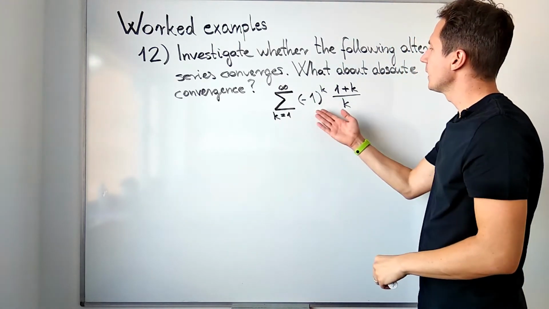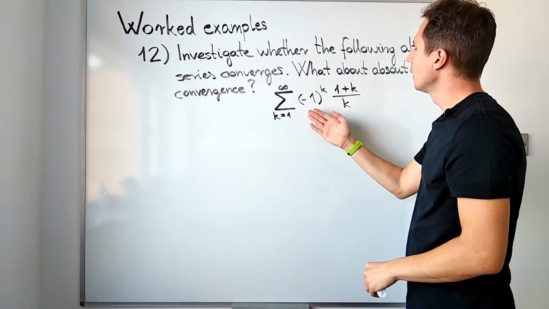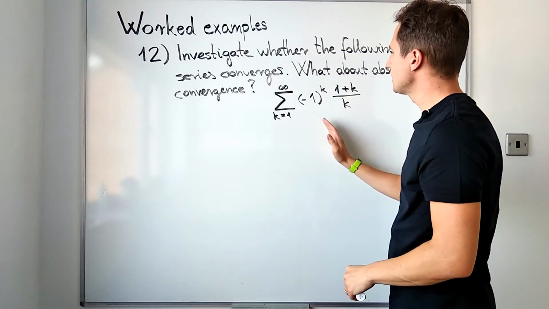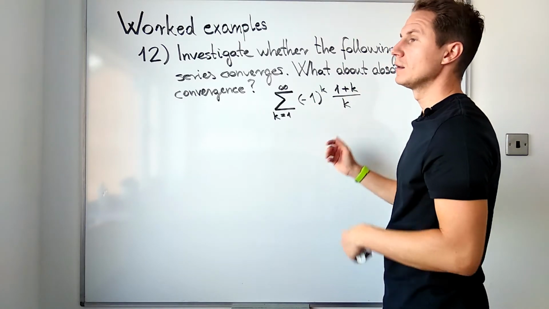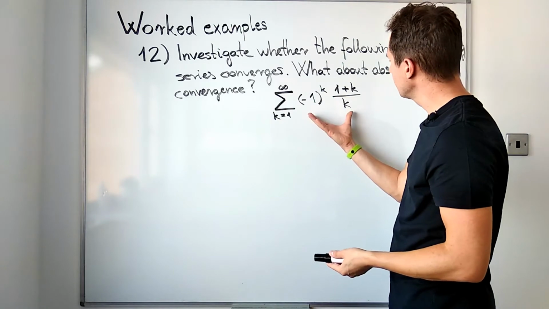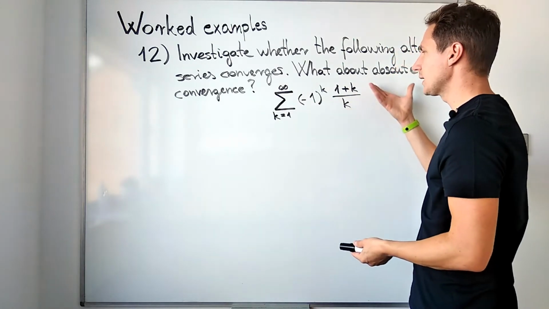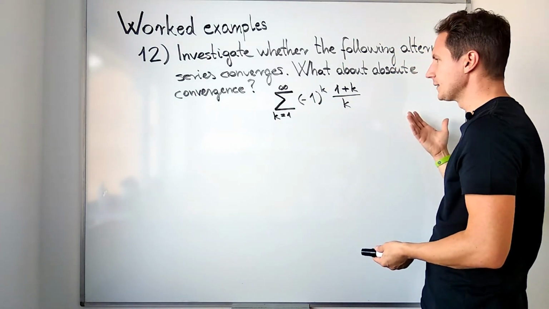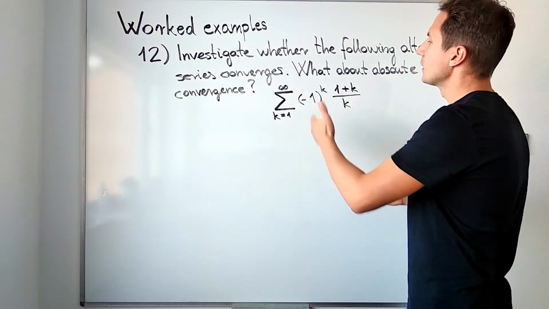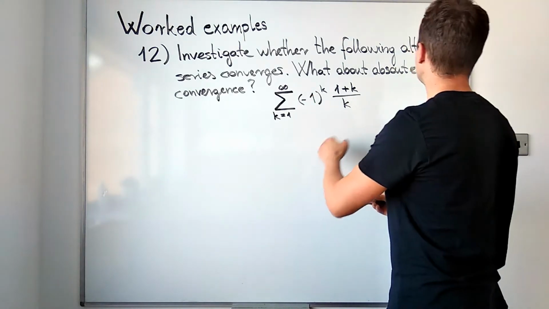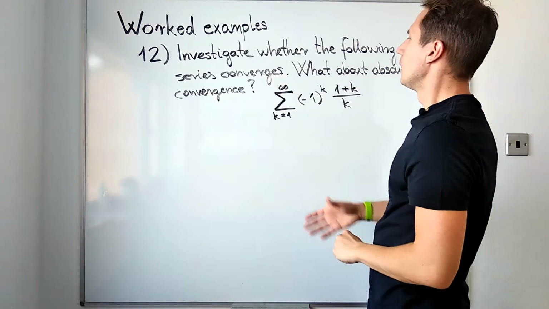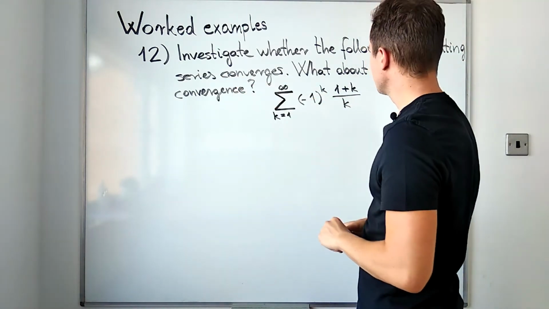So this is an alternating series because each term in the series has a different sign than the previous one. We'll start with a negative number, then the next term will be positive, the term after that is negative, and so on. The signs keep changing, keep alternating. So what about convergence? I'll start with that.